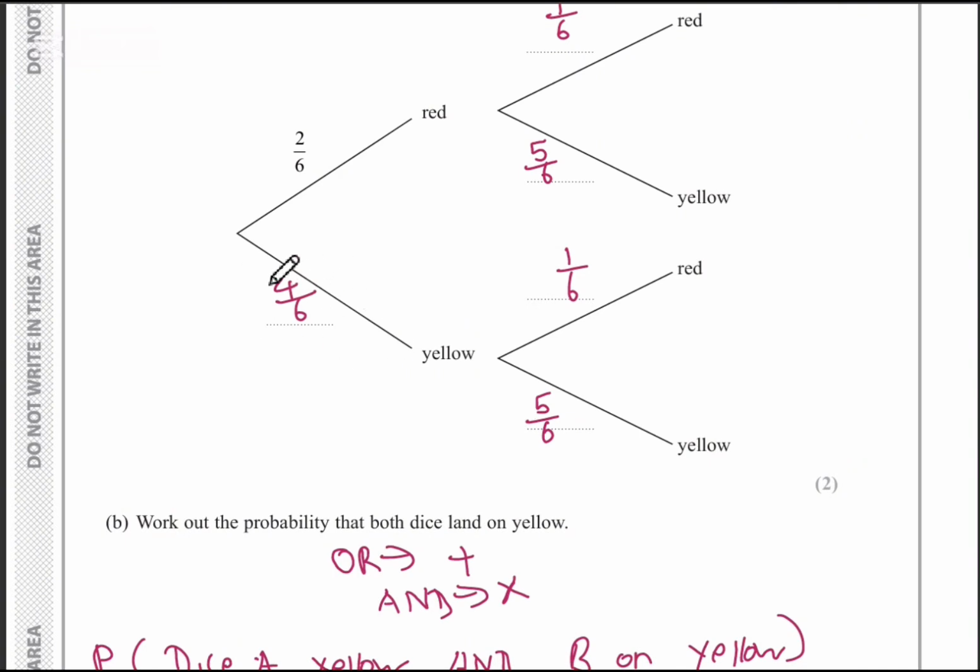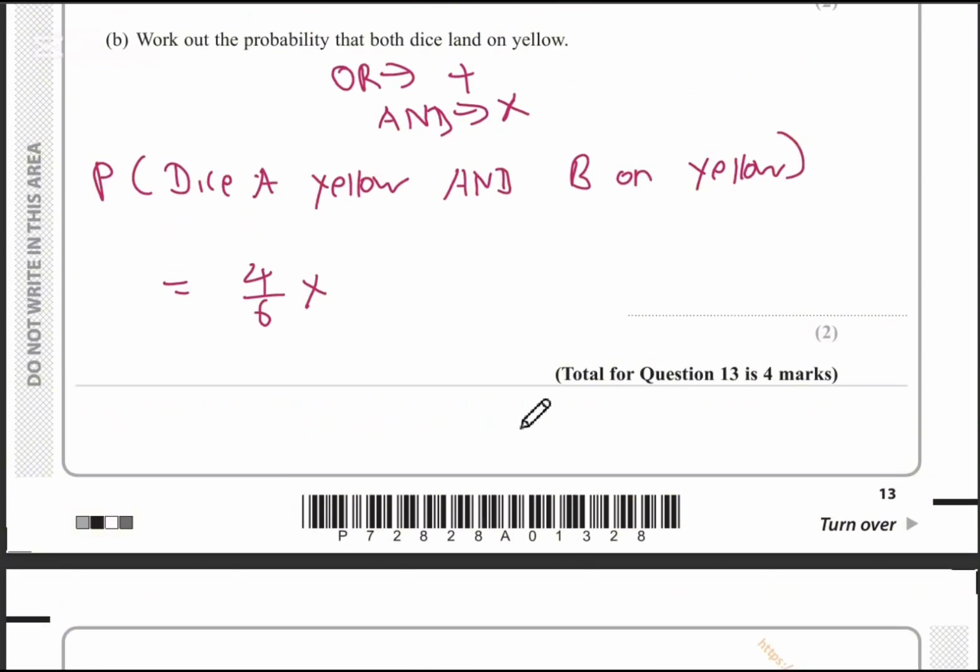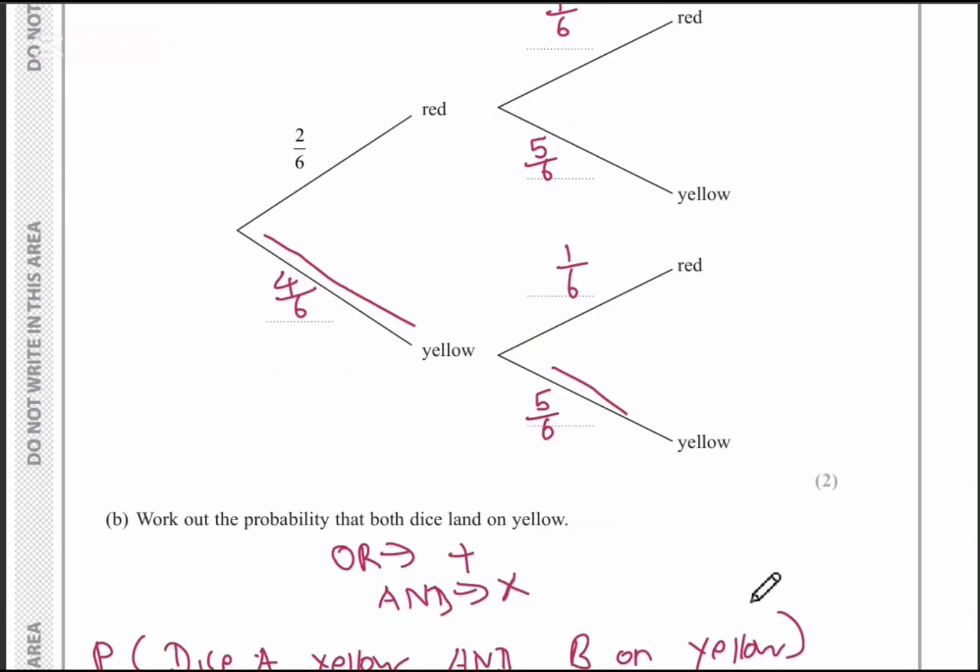So what I did was I took this branch here, I went this way, 4 over 6 multiplied by 5 over 6, and when you put this in the calculator, you get 20 over 36, and this can be further simplified. This gives an answer of 5 over 9. And there you go. Easy 4 marks for this probability question.